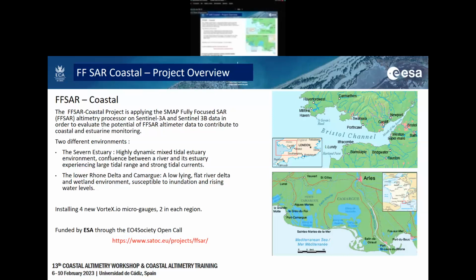Very different, a low-lying flat river delta, a wetland environment, which is susceptible to inundation from precipitation coming down off the watershed, and also rising water levels at the coast. And together with the fully focused SAR processing, we've installed new micro water level gauges from Vortex, two in the Bristol Channel area in the Severn Estuary and two in the Rhone Delta.